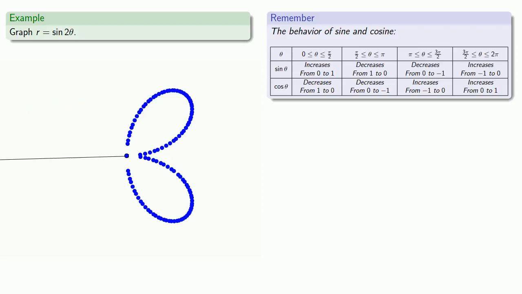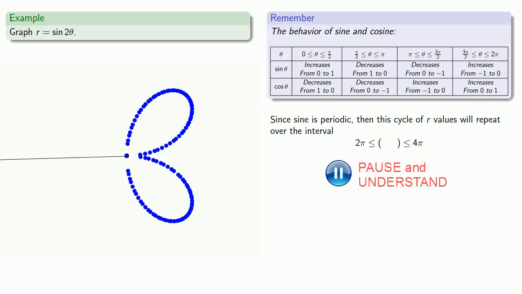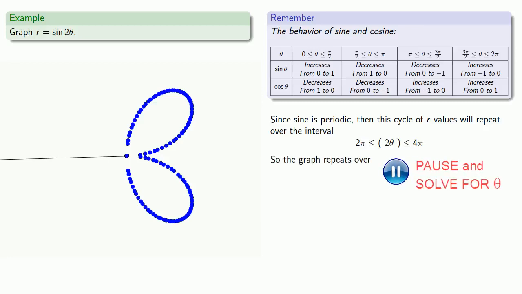We might reason as follows. Since sine is periodic, then the cycle of r values will repeat over the interval where the angle is between 2 pi and 4 pi. And so that means this graph will repeat over the interval between pi and 2 pi. Now, what this means is that we'll go out the same distances forward or back as necessary, but this time we'll be facing the angles in this lower half circle between pi and 2 pi. And so if we continue our graph, we're going to end up with a shape that looks like this.